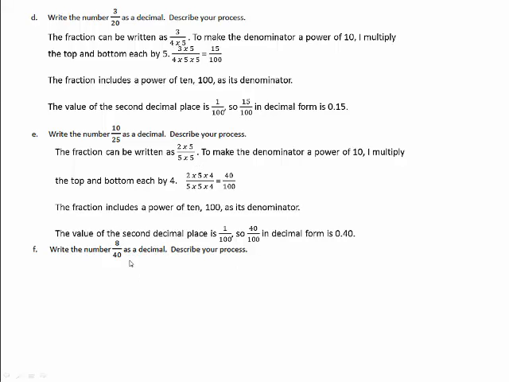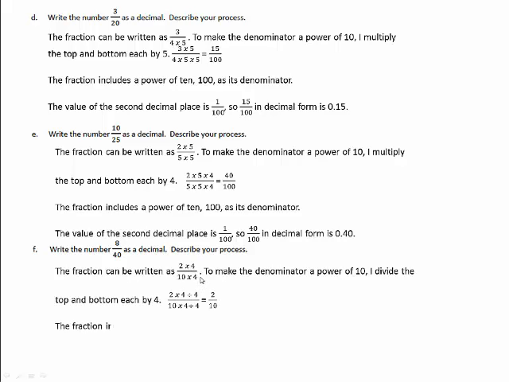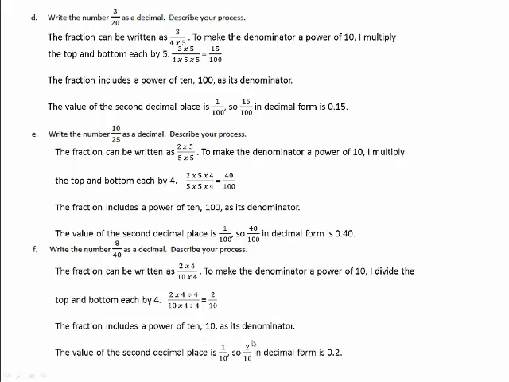But in this number, 8/40ths, to write it as a decimal, we can't just multiply 40 by something to get a power of 10. So this time I'm going to simplify. I'm going to rewrite it as 2 times 4 over 10 times 4, and I'm going to divide out those 4s. So I get 2/10ths. Now I have a power of 10, and I can write it as 0.2.